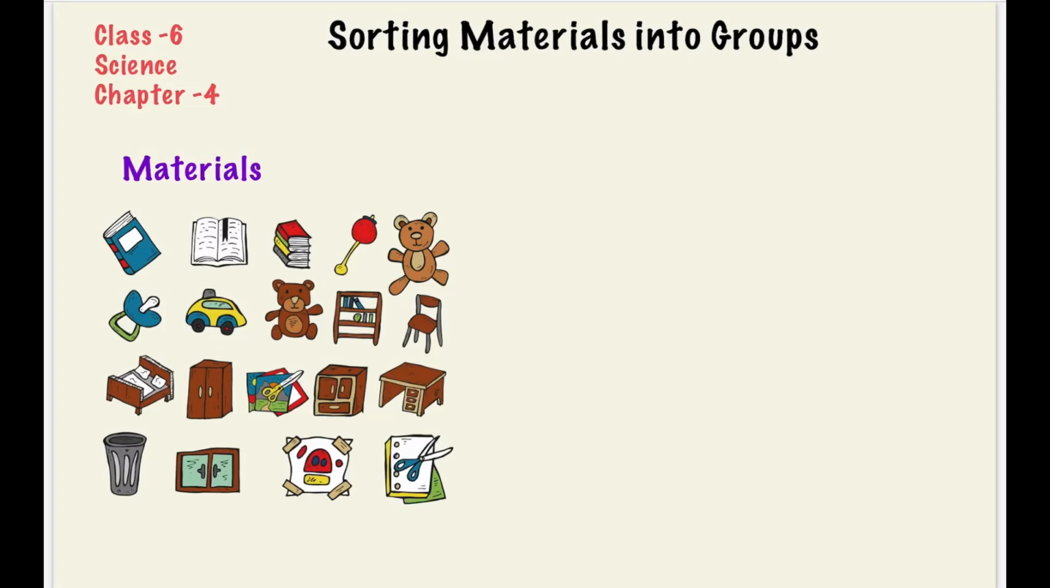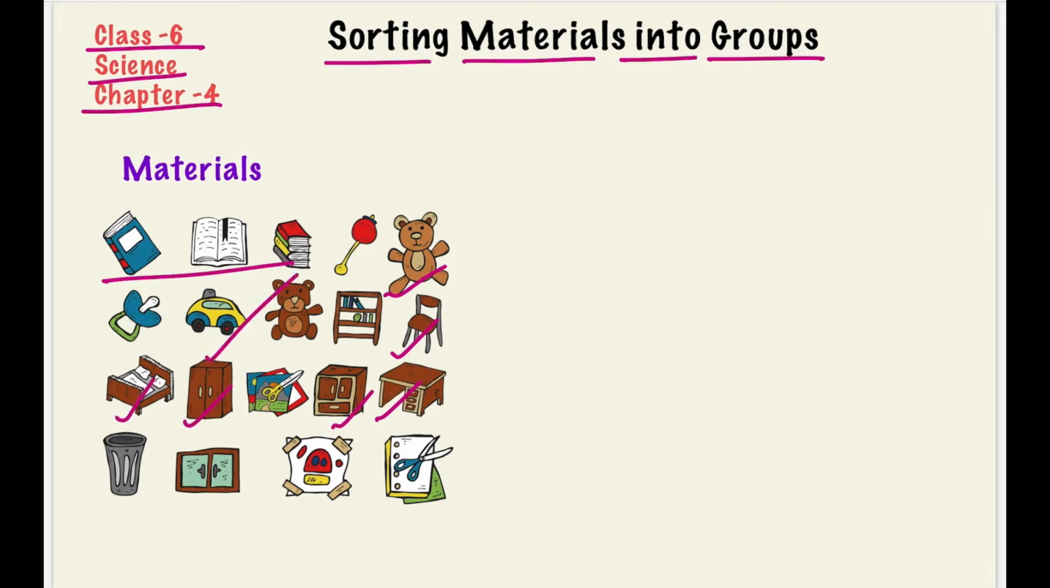Hello and welcome. In this video we will learn class 6 science chapter 4, which is sorting materials into groups. So before starting the chapter, let's learn what materials are. In daily life we see many things like books, toys, chair, table, almirah, bed, car and many other things. So these things are objects.